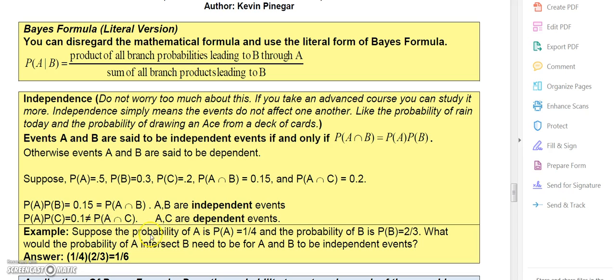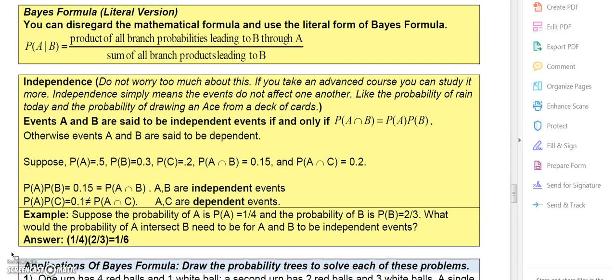So for an example, suppose the probability of A is 1/4 and the probability of B is 2/3. What would the probability of A intersect B need to be for A and B to be independent events? And the answer is simply the product, 1/4 times 2/3, which is 1/6. Now on the next video, I'm going to just do some examples of Bayes' formula for you.